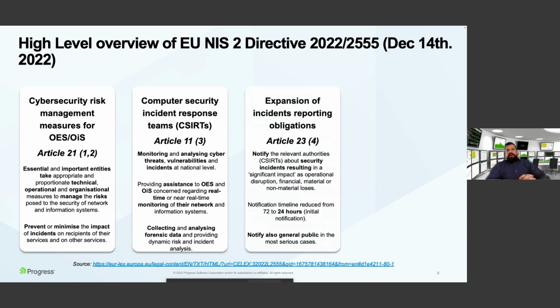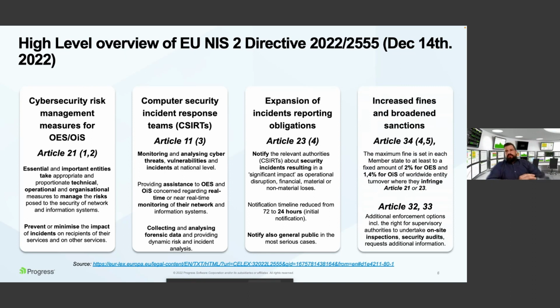So Article 23.4 is describing the incident reporting obligations. The regulated entities, like essential and important entities, need to notify every single significant incident to the CSIRTs. The notification timeline is as soon as possible, but within 24 and 72 hours. We will talk a little bit more about these differences later on.